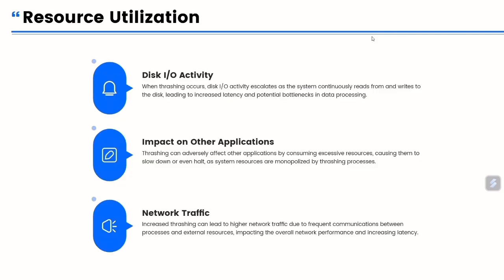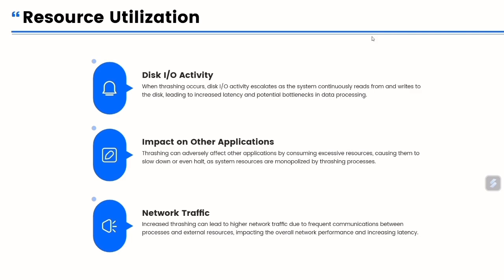Resource utilization. Disk input-output activity. When thrashing occurs, disk input-output activity escalates as the system continuously reads from and writes to the disk, leading to increased latency and potential bottlenecks in data processing.